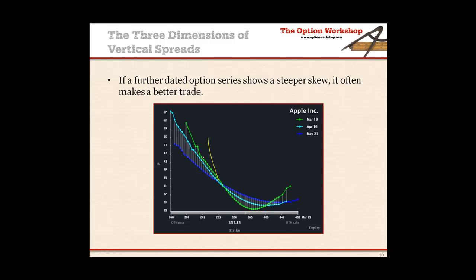So the way to do it is to compare the volatility values of the different months and see which volatility has a relatively steep skew. Now this April has a fairly similar skew to March. So in this case, I would probably trade the April.